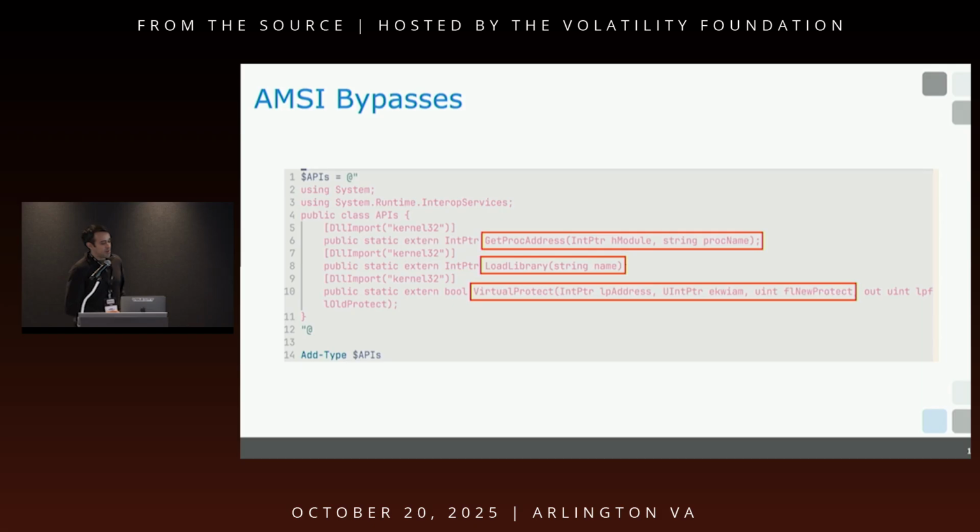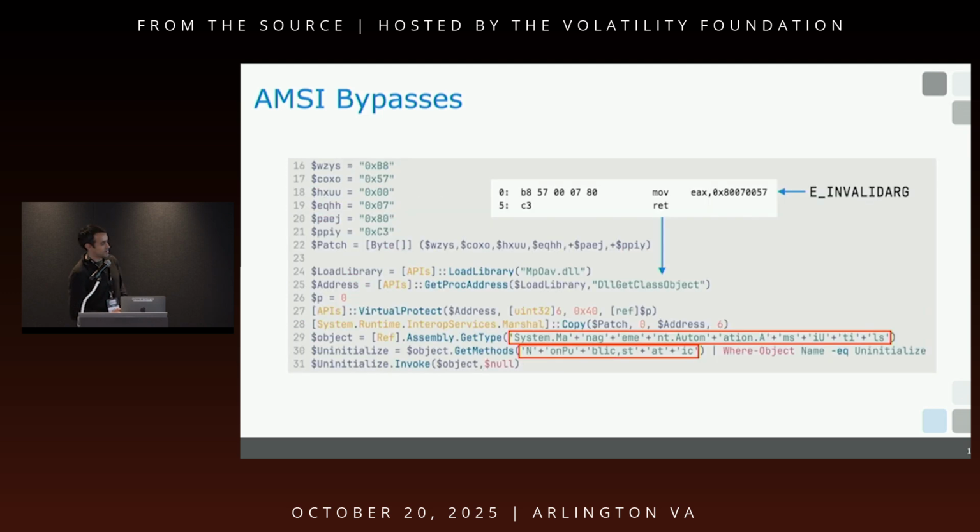So there's a lot of AMSI bypasses out there, and I'm not going to talk about those too much in depth, but this one is useful just as an illustration. I split it into two components here so that you can actually see the text. At the top, we have this call to Add-Type, and it's going to create a class, APIs, that loads GetProcAddress, LoadLibrary, and VirtualProtect. And when you see those three things, you know nothing good is about to happen generally.